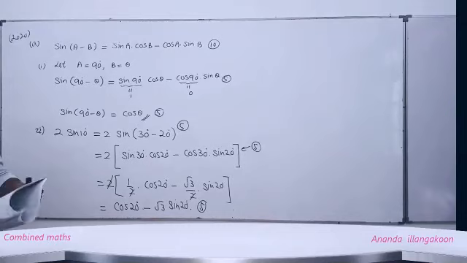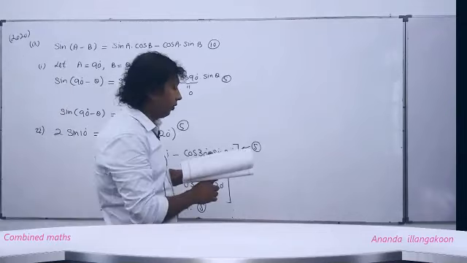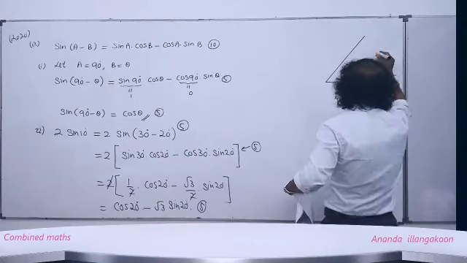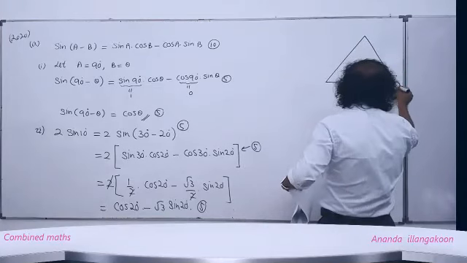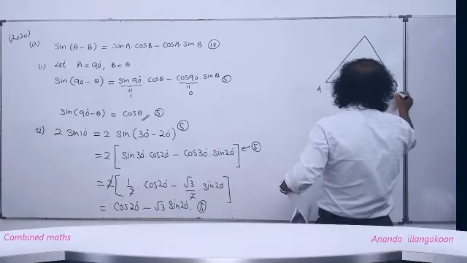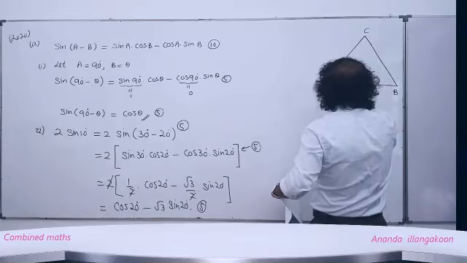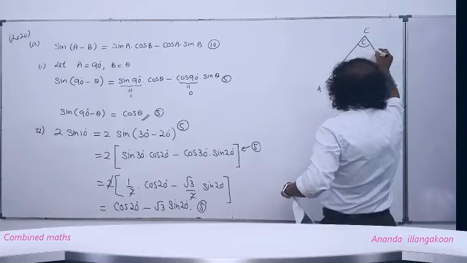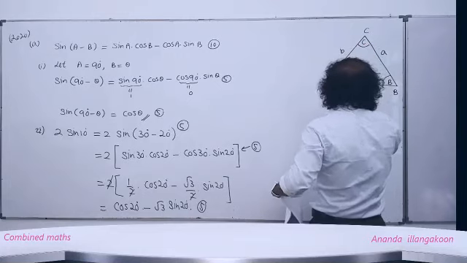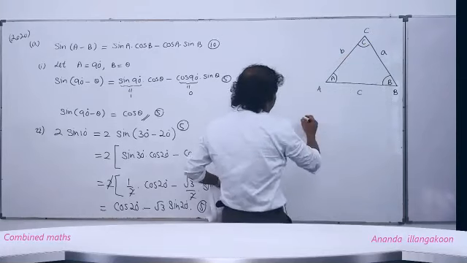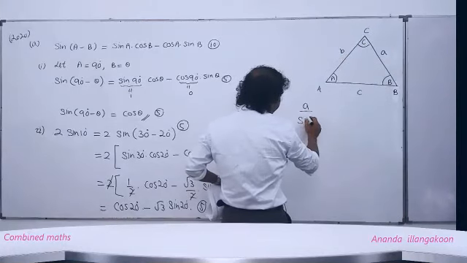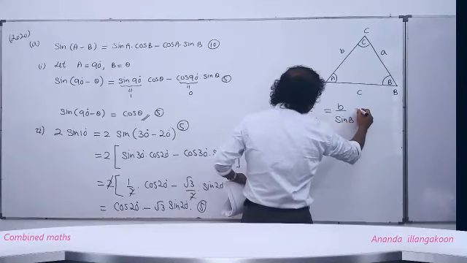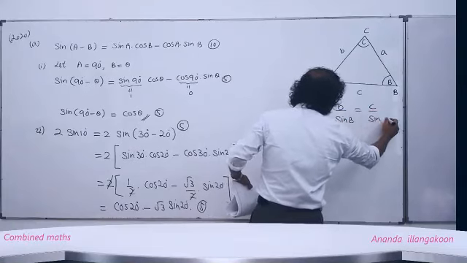Triangle ABC, right. So when you write the sine rule, people, first draw the triangle there. Subject to the usual notation, this is your angle A, angle B, angle C, with sides a, b, c. Sine rule, people: a by sine A equals b by sine B equals c by sine C. This is the sine rule.